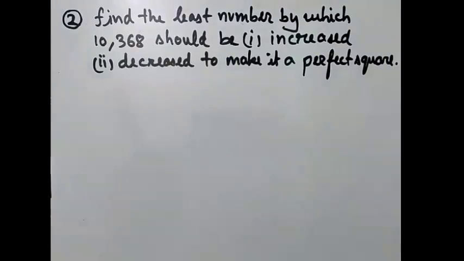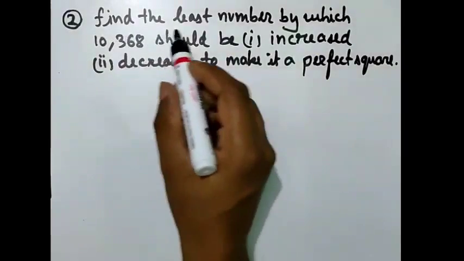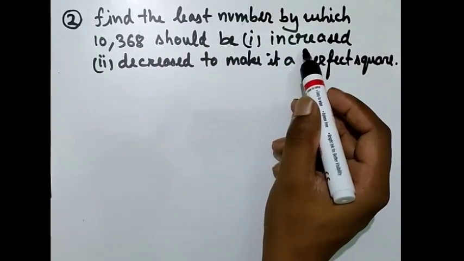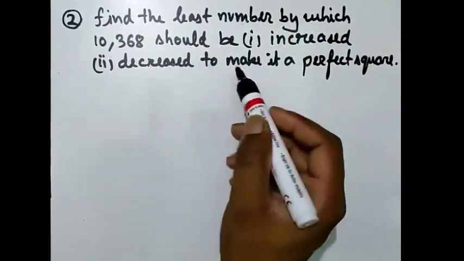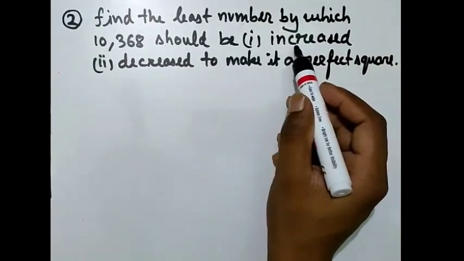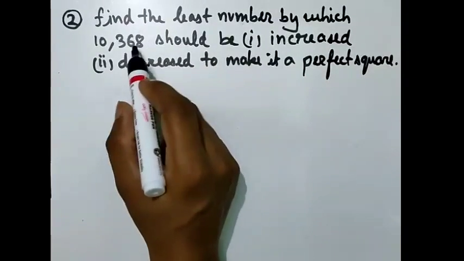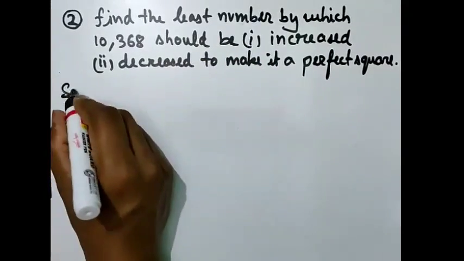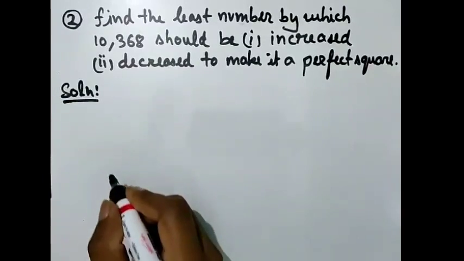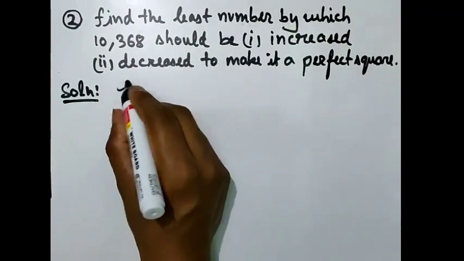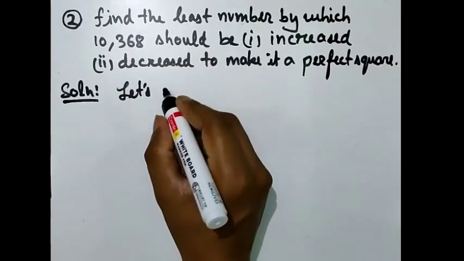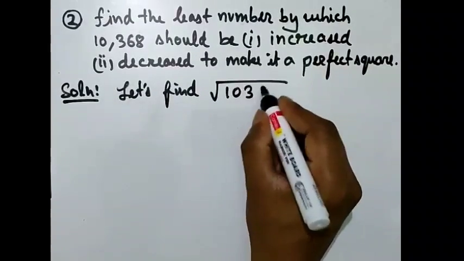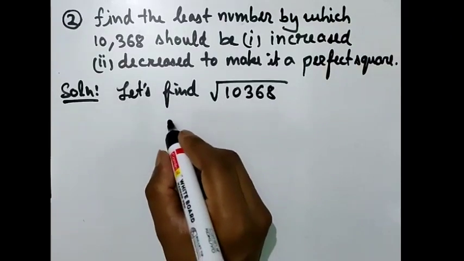Clear? Next question. Find the least number by which 10,368 should be increased and decreased to make it a perfect square. So first we have to see which number should be added to this number to make it a perfect square. Okay, so let's do the first part. So let's find the square root of 10,368. Let's see what we get.